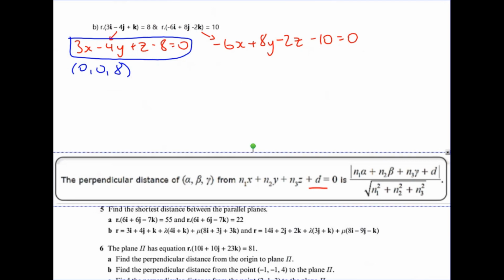So we're going to use the formula again on this one. Our alpha, beta, gamma is 0, 0, 8. Our n is from this one, so it's minus 6, 8, minus 2. Let's stick all that in. So n1 is minus 6 times 0 from your alpha. n2 is 8, but again, beta is 0. n3 is minus 2, and gamma is 8. And then it's plus d, which is minus 10.